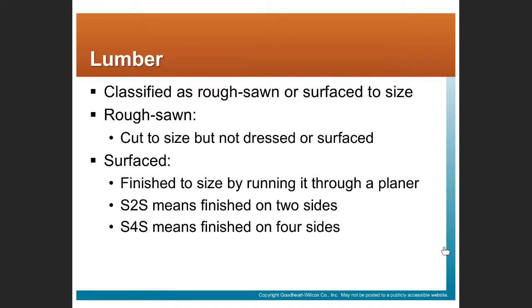Right, lumber is classified as either rough sawn or surfaced or finished size. So rough sawn would mean it's cut to rough size, but it's not dressed or surfaced. Surfacing means that we've run it through a planer to its finished size. And you see the designations there about being finished on 2 sides or on 4 sides.